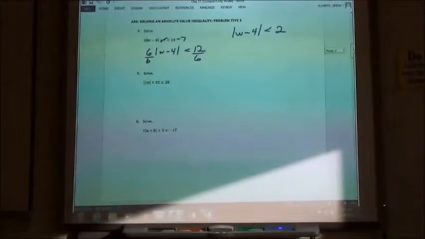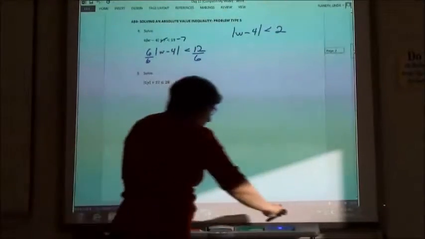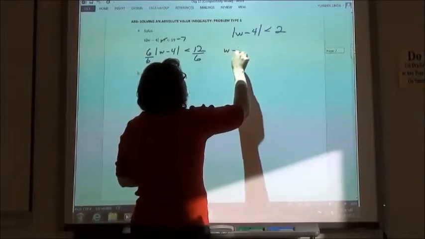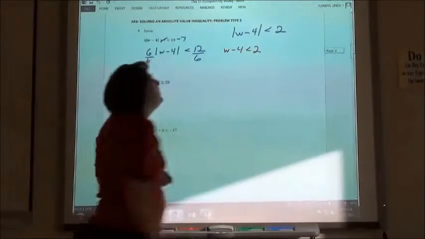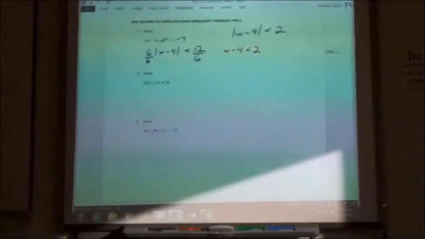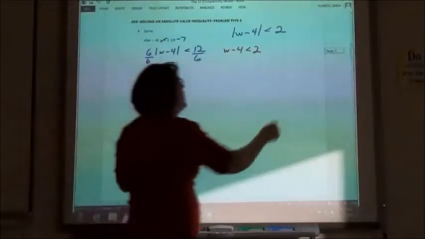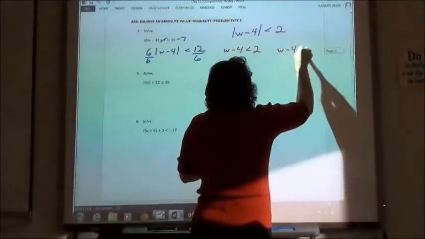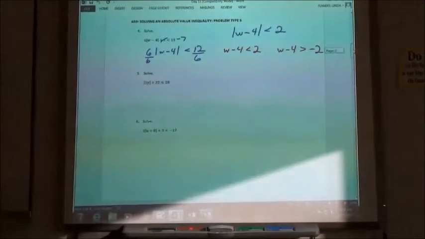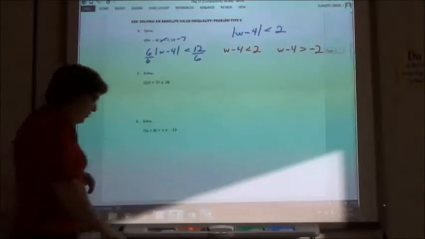So once I get it that far, now the problem is just like the previous ones. I have an absolute value problem. I've got to do 2 different problems. My first problem should just be the same thing without the absolute value. W minus 4 is less than 2. My second problem, I've got to flip my sign and do the negative. So W minus 4 is going to be greater than negative 2. And then I solve each of those.